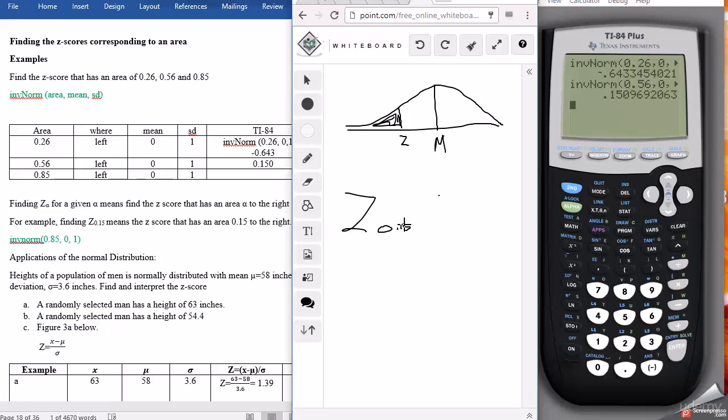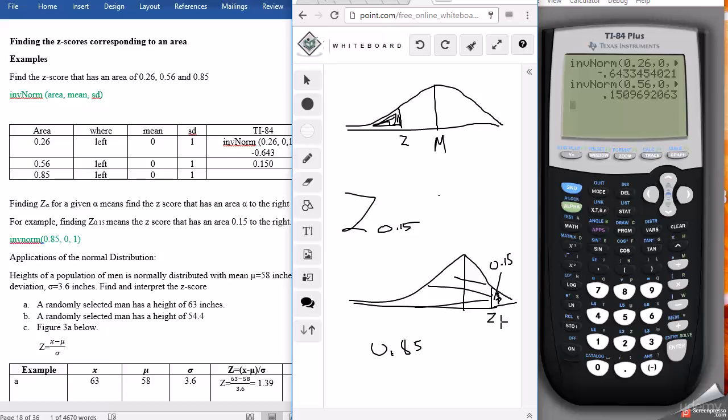So for instance, if we have z 0.15, what it's simply saying is that there is a curve, so this is the mean. Then there is an alpha here of 0.15. So right here is 0.15, and the area to the left should be what? The area to the left should be 0.85. You subtract 0.15 from 1, which gives 0.85. So we are looking for this z-score right here.